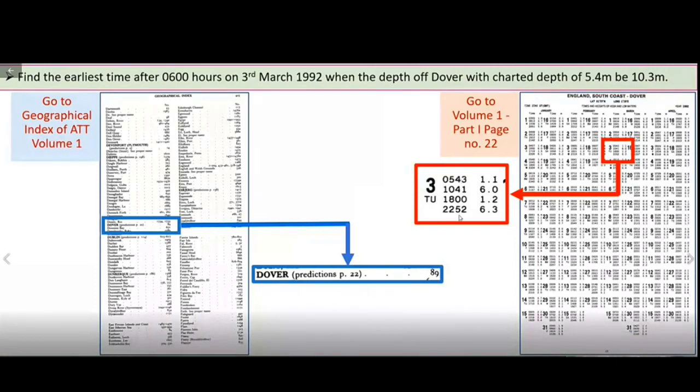We have the times on third and we have the heights. 0543 we have a low water 1.1 meters. 1041 we have a high water 6.0 meters. 1800 1.2 low water, 2252 6.3 high water. So let's proceed.